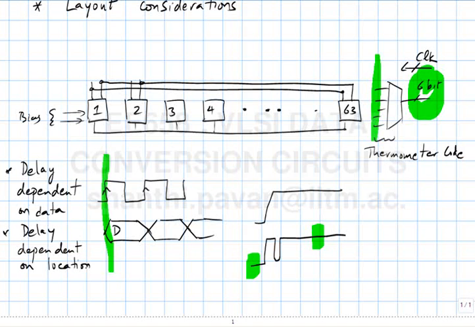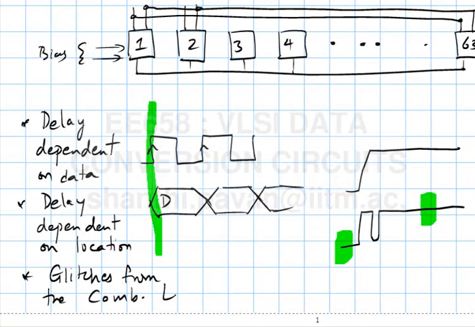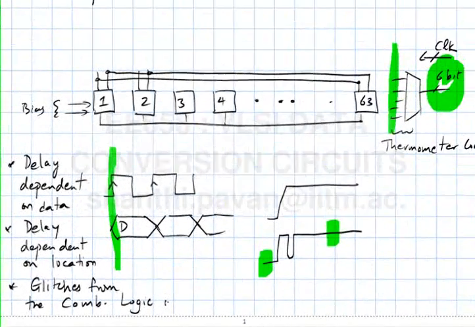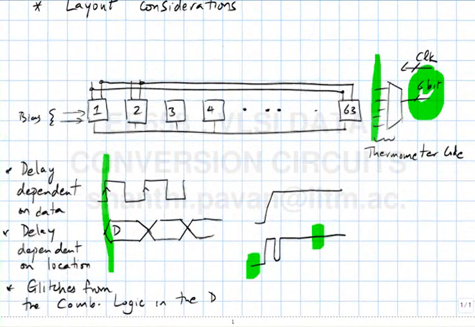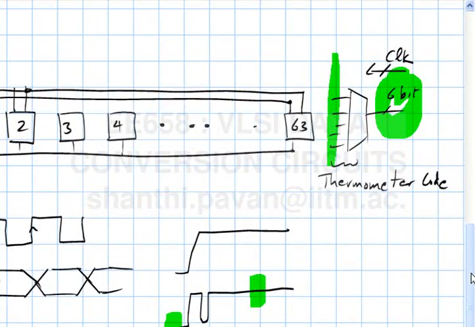This is nonlinearity. And as we discussed, glitches from the combinational logic in the decode. So can somebody propose a solution to this?